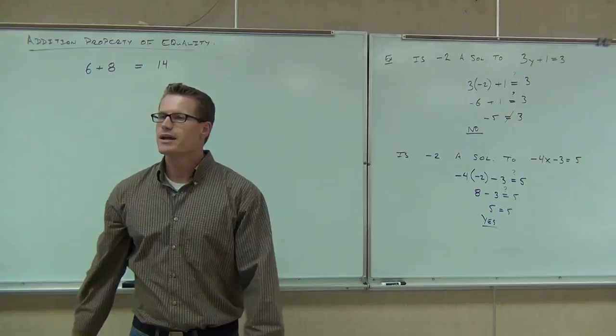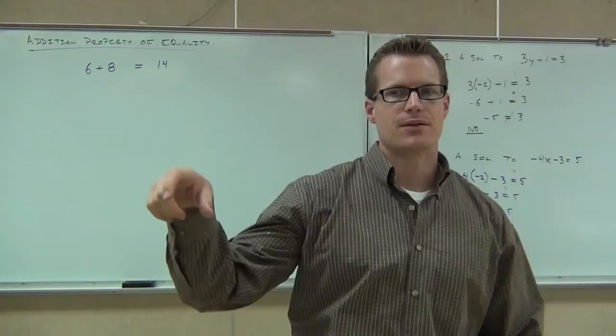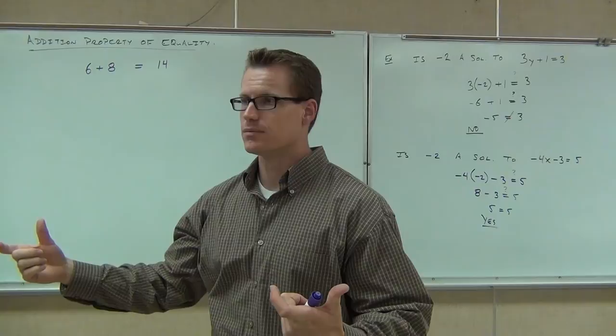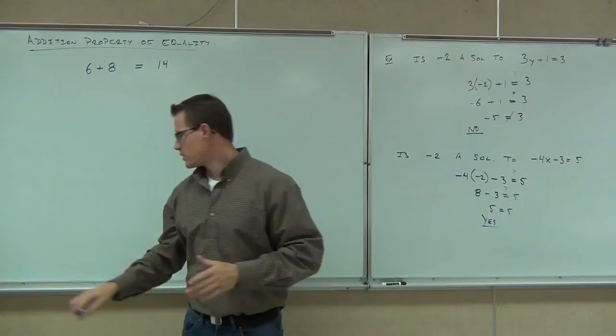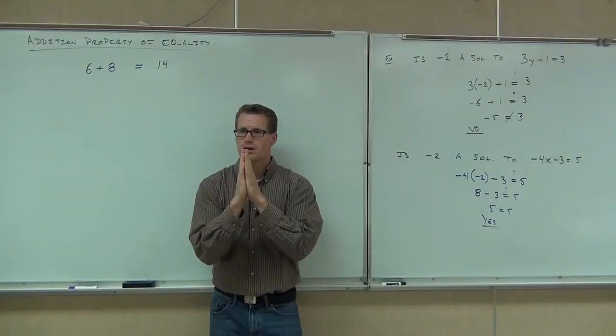Very simple thing. It says if I add the same number to both sides of my equation, the equation is going to be equal still. The equation is going to be equal. It's like a balance beam. The addition property of equality says, or equations in general say, what you do to one side of your equation, you have to do to the other.